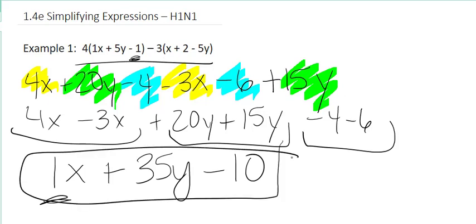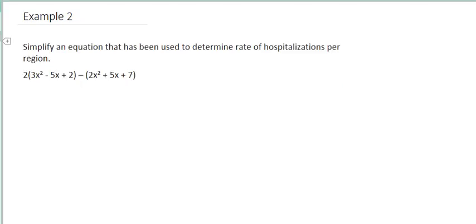Now, let's work through another example together. However, this time, let's simplify an equation that has been used to determine the rate of hospitalizations per region. So we first begin by looking in the parentheses to determine if there's anything that can be done in there. And since the information in the parentheses is already simplified, as in there's no way we can combine any of these terms, we move on to exponents.